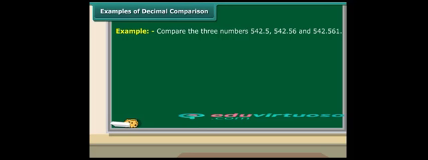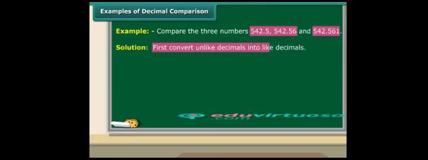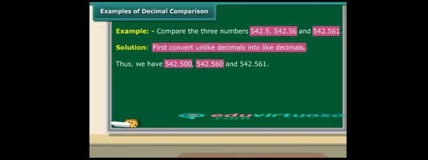Compare the three numbers 542.5, 542.56 and 542.561. All three numbers have the same whole number part, but their decimal parts are different. Convert all unlike decimals into like decimals by adding zeros at the end. The numbers now will be 542.500, 542.560 and 542.561.